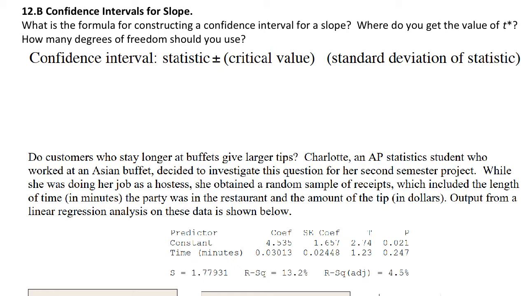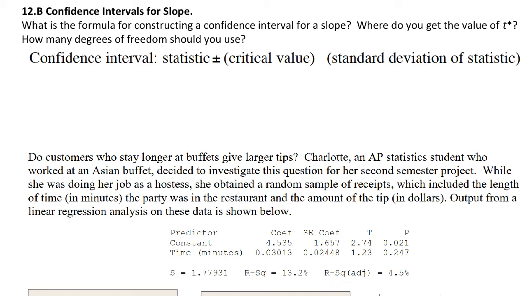Which is the same as saying, basically, is there an association between how long people stay at a buffet and how large their tip is? But it's different from chi-square because now it's all quantitative, and so we can give a direction. As one goes up, the other goes up, maybe? Well, we'll ask Charlotte about that in just a minute.